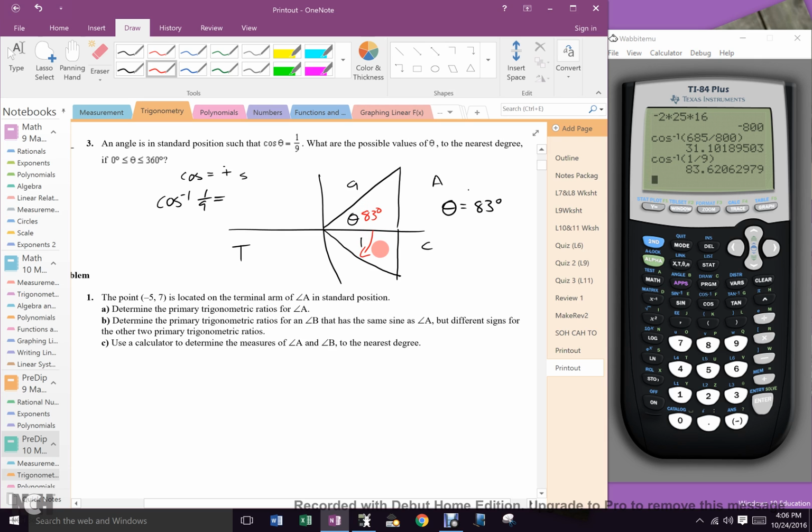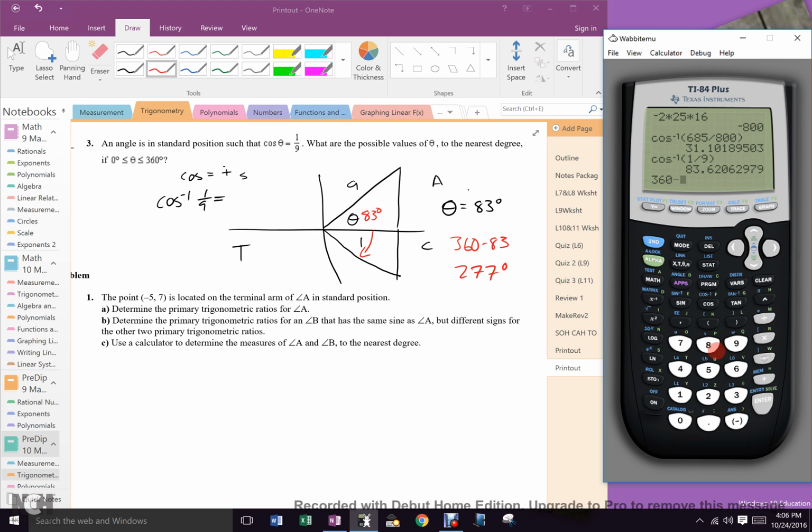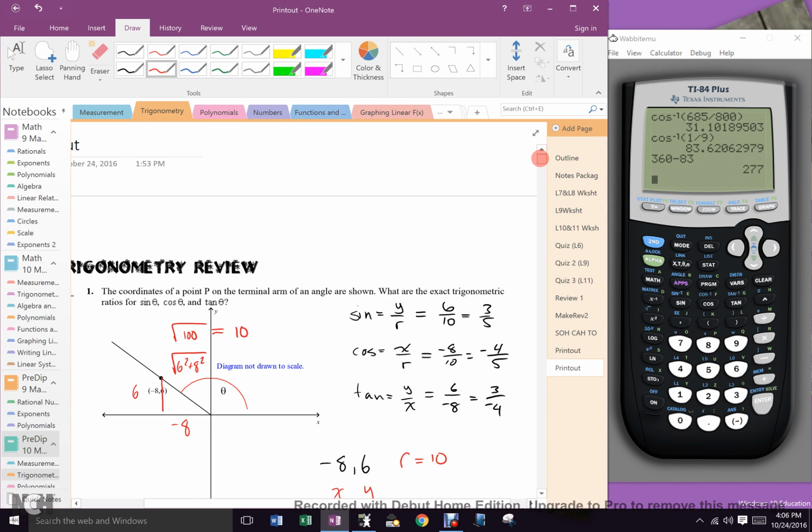So what's this? Well, that's 360 minus 83. So that's 282. Oops, I lie. 277. Let's just check because I'm getting tired. 360 minus 83. 277. There we go. Okay. That was Trig review.